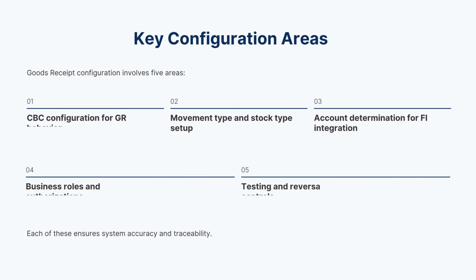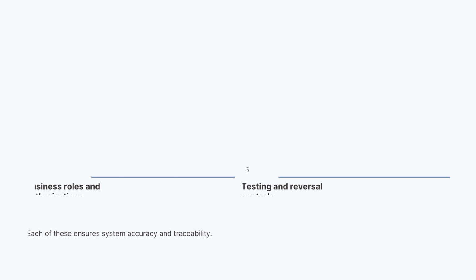Key configuration areas. Goods receipt setup is defined by 5 major configuration components. First, CBC settings that control GR behavior. Second, movement types that determine the transaction logic. Third, account determination that links inventory to financial postings. Fourth, business roles and authorizations. And fifth, testing and reversal mechanisms to ensure accuracy.